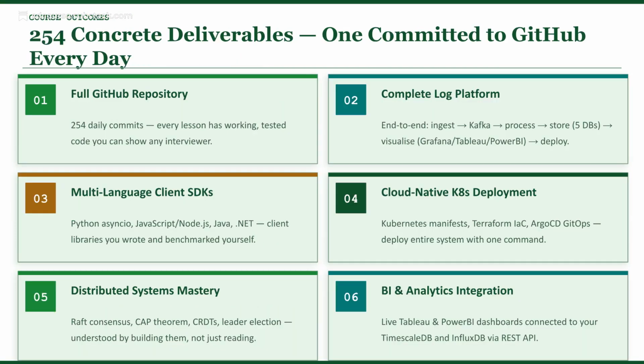The course offers 254 concrete deliverables, one committed to GitHub every day. This includes a full GitHub repository with tested code, a complete log platform end-to-end, multi-language client SDKs, a cloud-native K8s deployment, distributed systems mastery, and BI/analytics integrations.